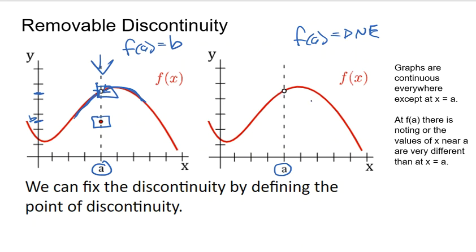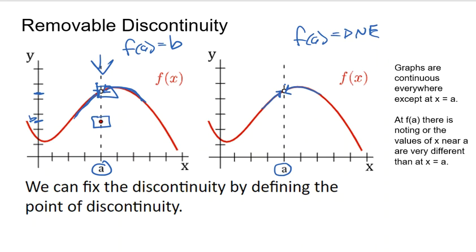Again, to be continuous, there needs to be a point there. Well, I don't even have a point at A. And then again, as I move from the left, I'm up here somewhere. As I go from the right, I'm up here somewhere. So I am coming together, like the left and the right sides of the graphs are coming together. But the problem is there's no point there.